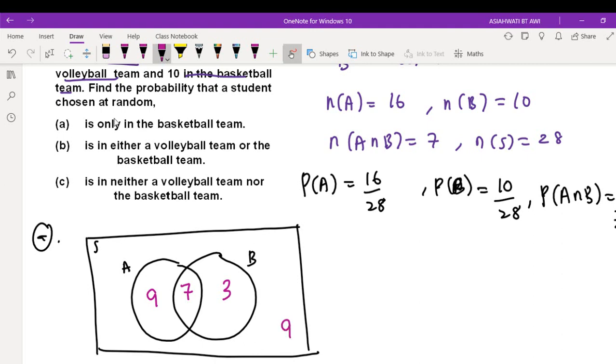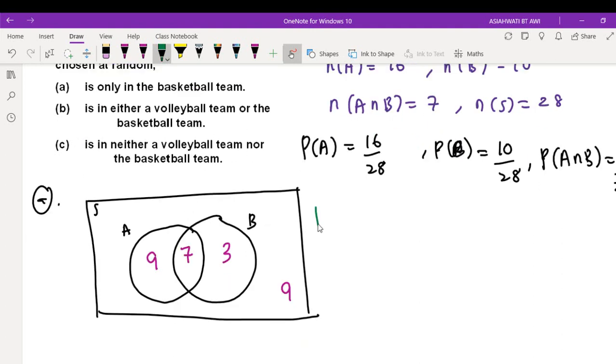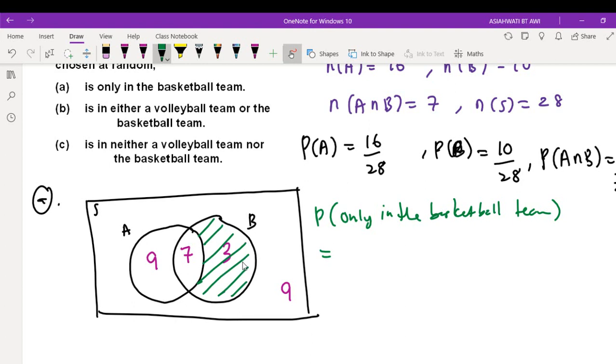So for a student only in the basketball team, the probability of only in the basketball team, from the Venn diagram, B is the basketball team, so only. This is the region for only the basketball team. The number is 3 over n(S), and n(S) is equal to 28. So the answer is 3 over 28. That is the answer for part A.